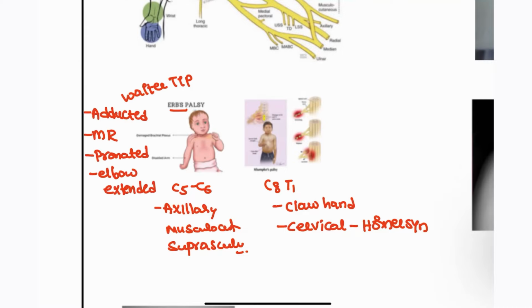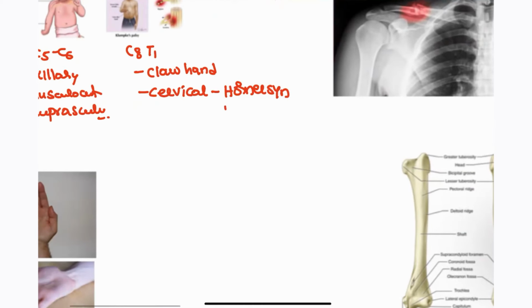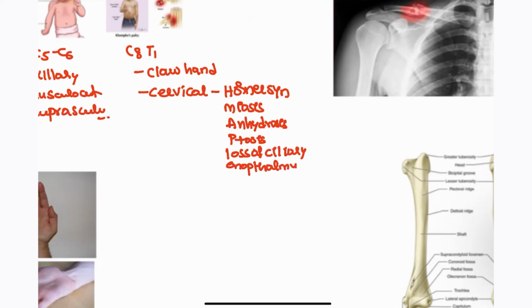Okay, Horner syndrome. What are the symptoms, guys? MAPLE. What is meant by MAPLE? Miosis, anhidrosis, and also the patient will have ptosis, loss of ciliary reflex, and enophthalmos. Okay, these are the findings that you have to look for.